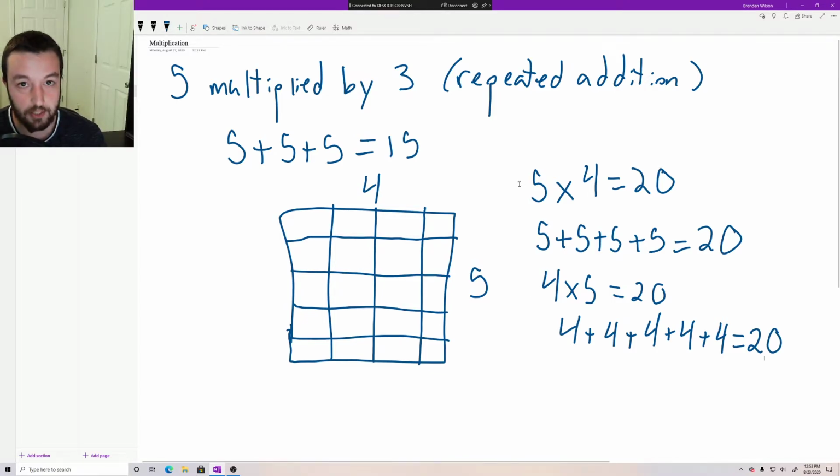So with multiplication, just like addition, the order doesn't actually matter. You can do 5 times 4 or 4 times 5, and you're getting the same thing. So it's just shorthand for repeated addition.